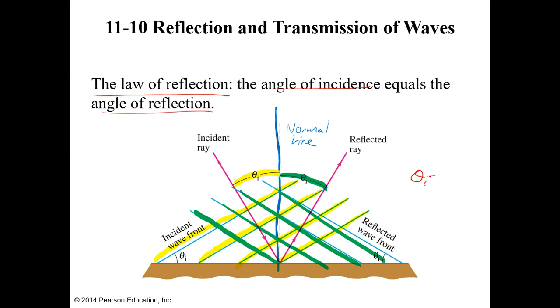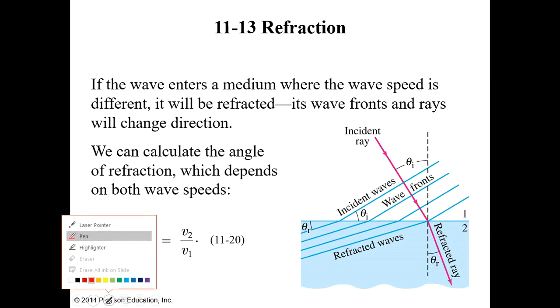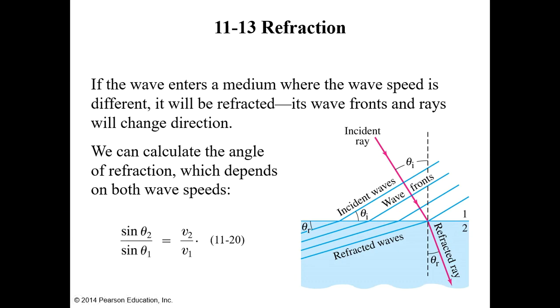So theta i is equal to theta r. The incident angle equals the reflected angle. Another important law we need to talk about is refraction. Now, when light hits a reflective surface, then you follow the law of reflection.